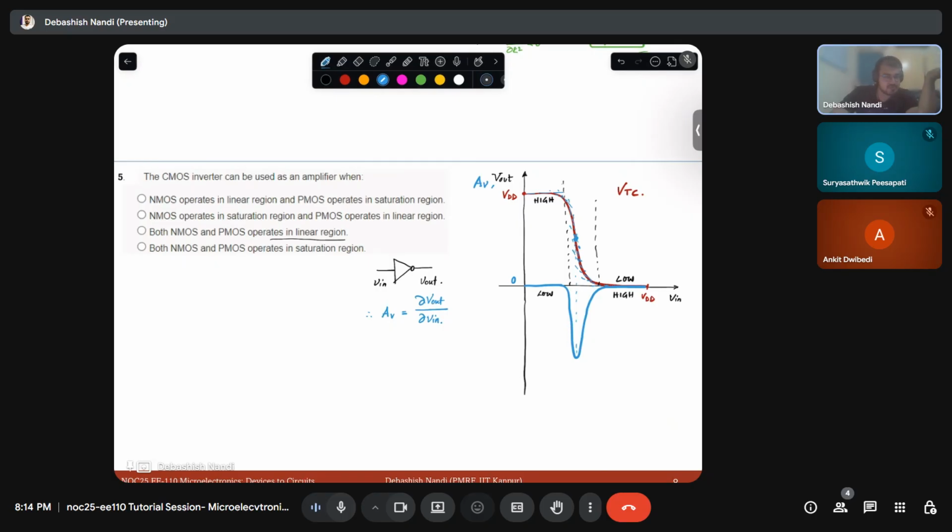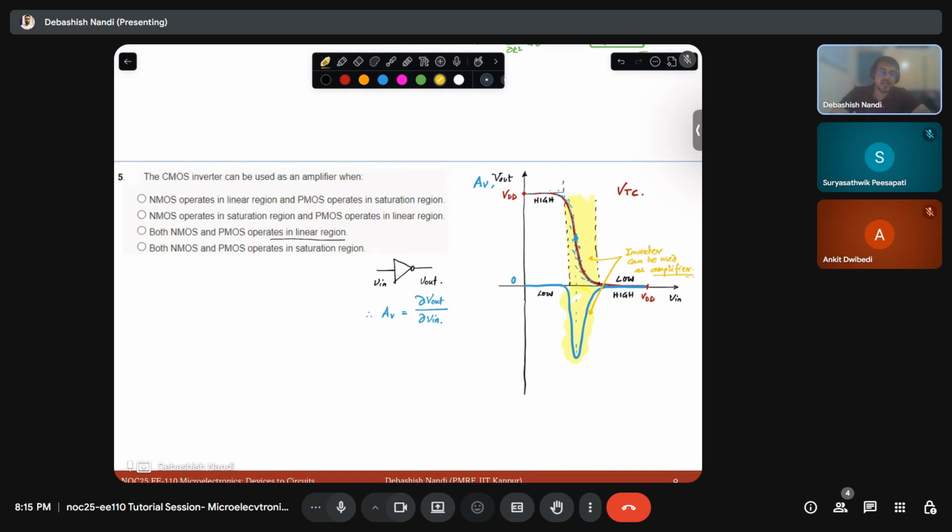So where can we use the inverter as an amplifier? Where there is a sufficient gain, right? So where there is a sufficient gain, in this region. So this is the place. So this is the region where the inverter can be used as an amplifier.